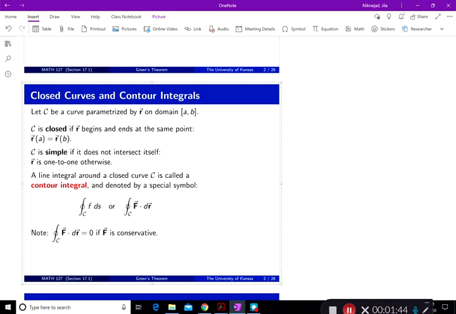This was a discussion that we had in 16.3. The contour integral of f dot dr is equal to 0 if f is conservative. When f is conservative, it's path independent, and then the integral over any closed path is going to be 0. So this is what we know.